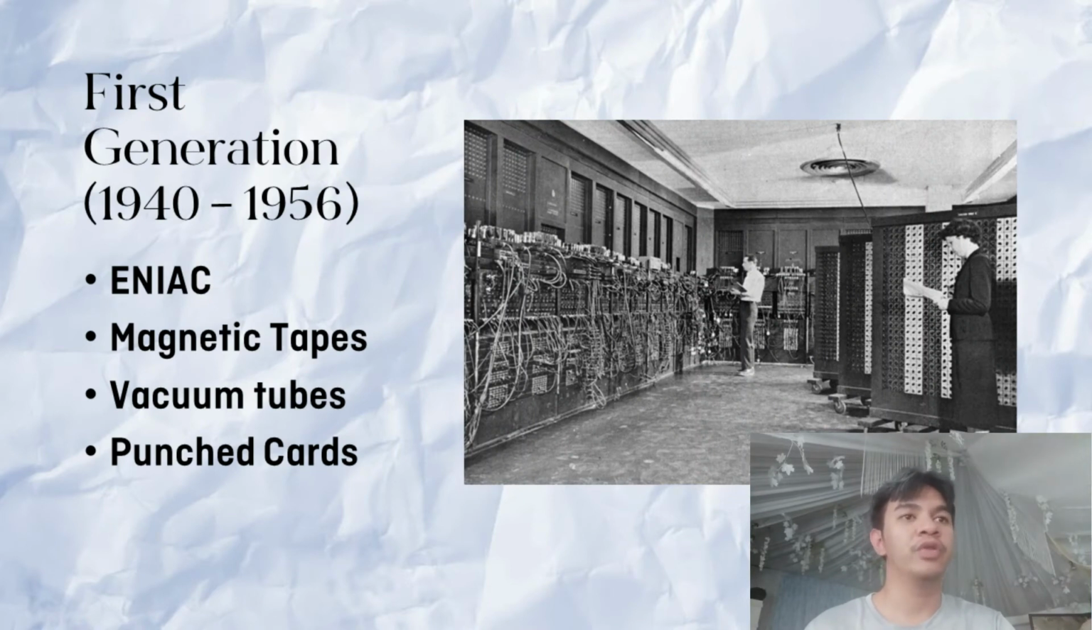The first generation of computers, which occurred from 1940 to 1956, utilized vacuum tubes to run the ENIAC, and punched cards and magnetic tapes to store data. Within this time, the size of computers was around a classroom or even bigger than a classroom, and it used so many vacuum tubes because scientists had not yet discovered how to make computers efficient even at that size.